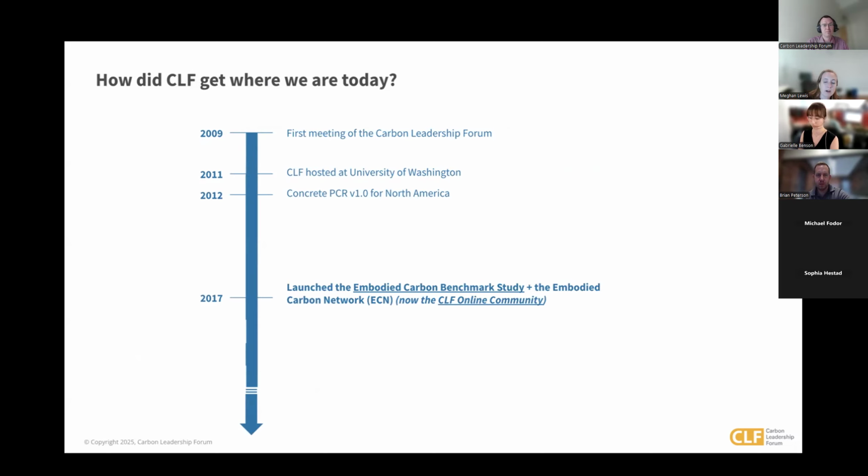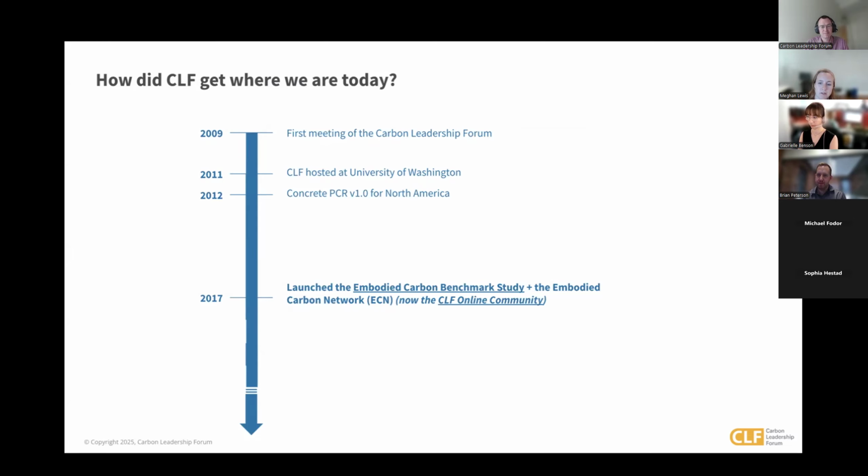CLF started to become more recognizable as the organization we are today in 2017. That year, CLF launched the Embodied Carbon Benchmarking Study, which included 1,000 data points representing different buildings, as well as a prioritized list of needs to address gaps in data. The same year, the Embodied Carbon Network, now called the CLF Online Community, was launched, and embodied carbon nerds around the country were using this to share tips and learn from each other on how to measure and reduce embodied carbon. This is a fun time for me. I remember this is a really active community. We still have a CLF Online community today.